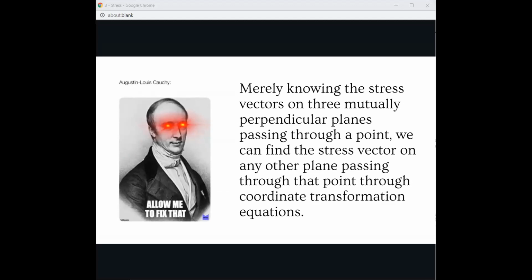Ayan. So who is this? Si Cauchy, right? So si Cauchy, sabi niya, merely knowing the stress vectors on 3 mutually perpendicular planes passing through a point, we can find the stress vector on any other plane passing through that point through coordinate transformation equations. Ano ibig niya sabihin?